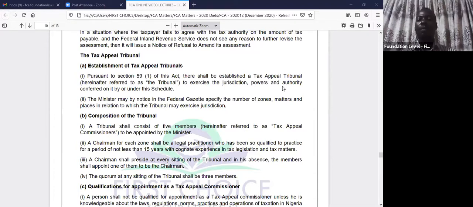handling affairs. Okay, so Abuja is a standalone, and it covers the FCT and any other foreign or non-resident individuals who will have tax issues with the government. So the FCT, the Abuja Tax Appeal Tribunal zone there takes care of that.